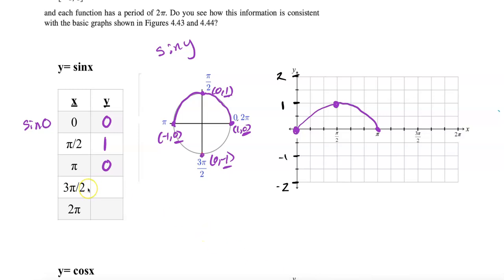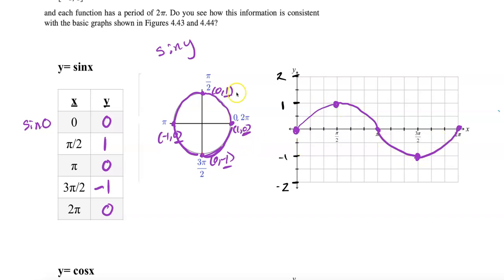Sine of 3 pi over 2. We go down to 3 pi over 2. We're at negative 1. Right there. Like that. And then sine of 2 pi, we went back up the circle. We get 0 again. And that's our sine graph. It looks like a little wave.